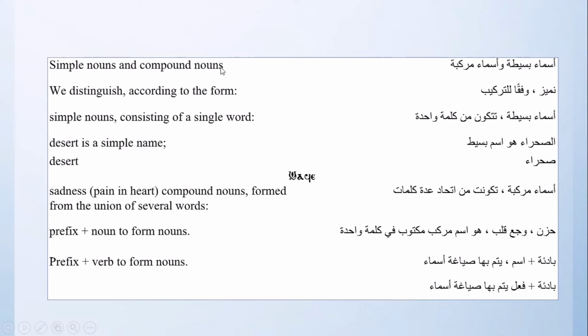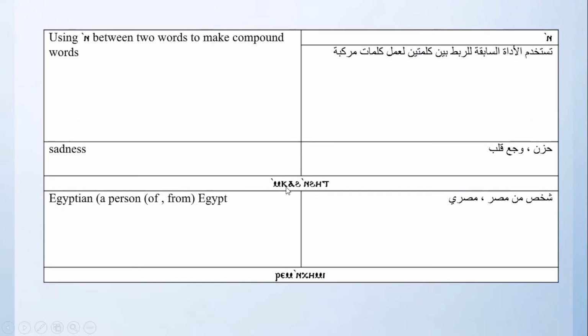There are simple nouns and there are compound nouns. We distinguish them according to the form. Simple nouns consist of a single word. For example, the word shafi is a simple noun, while there are other words that are compound. For example, the word sadness is imkahin heat. Imkah means pain, heat means heart. We connect them by adding n in the middle. It became imkahin heat, with the meaning of sadness.